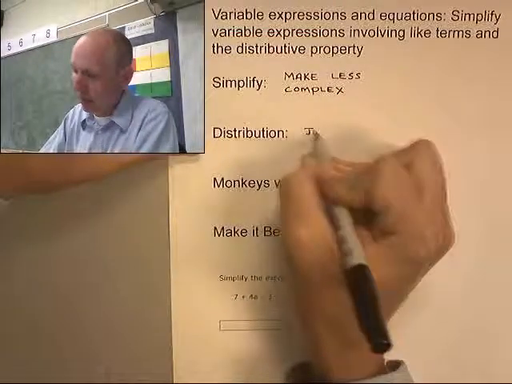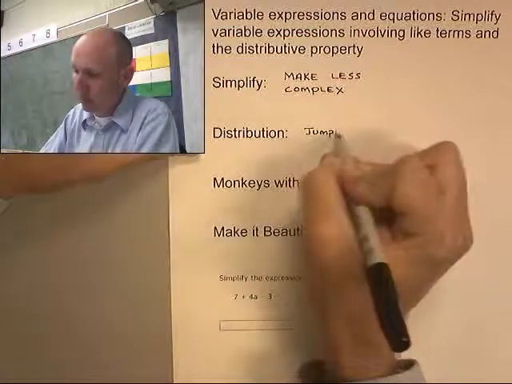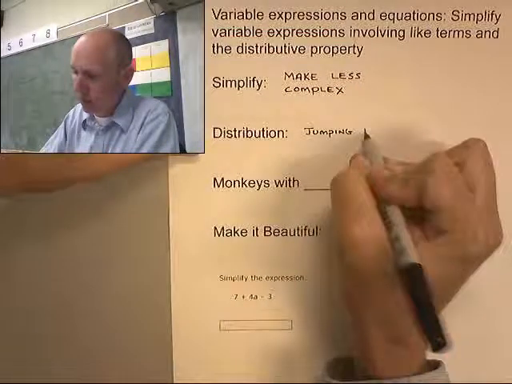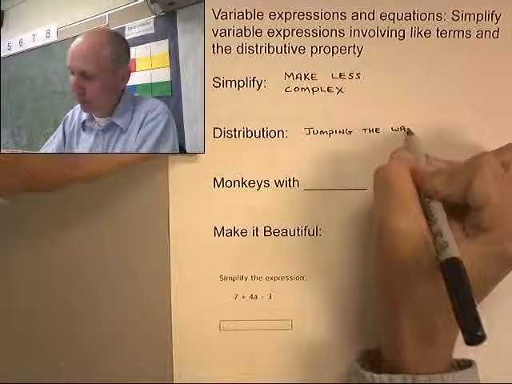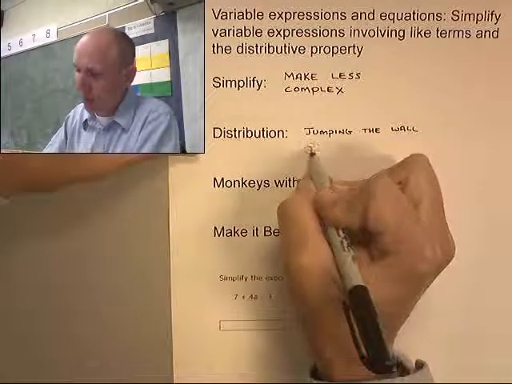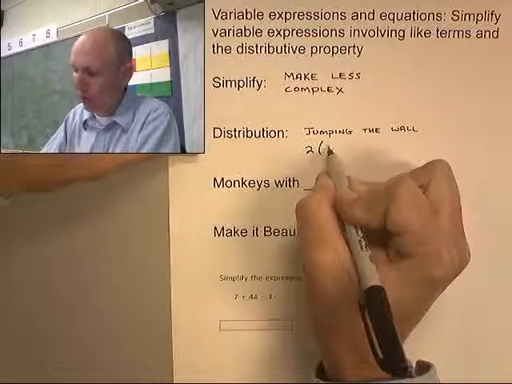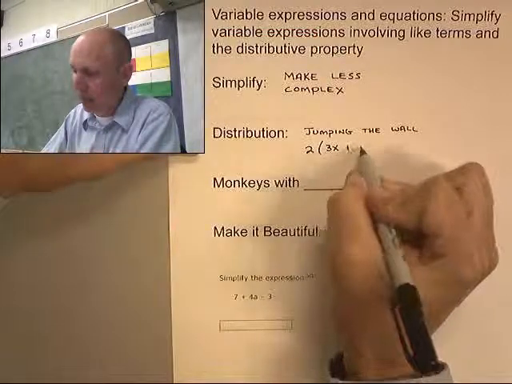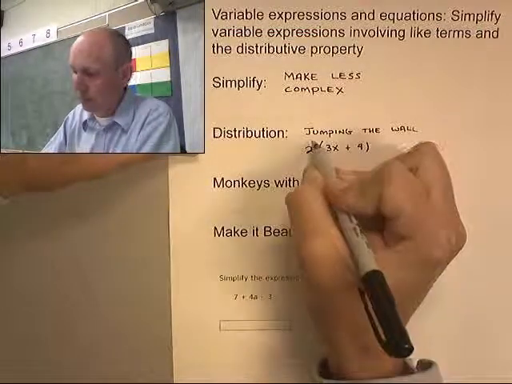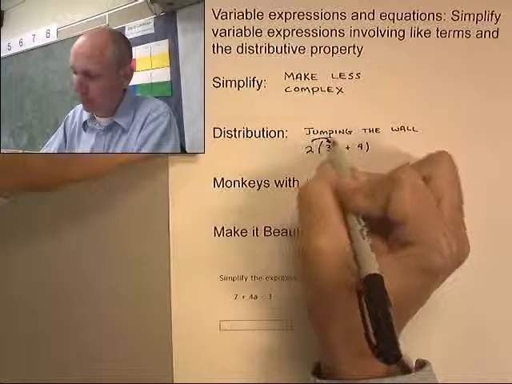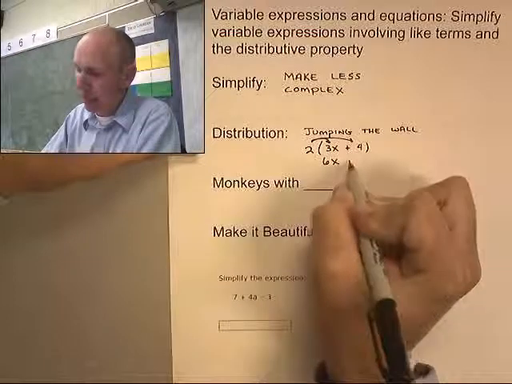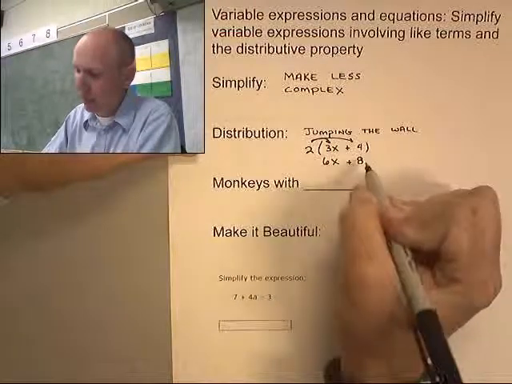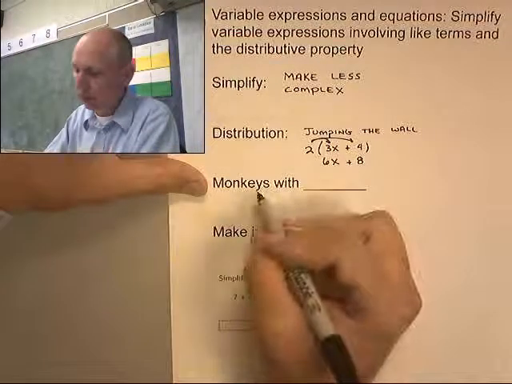Distribution. I like to call that jumping the wall. Here's an example of distribution. 2 jumping into 3x plus 4. That'll give us 6x plus 8.